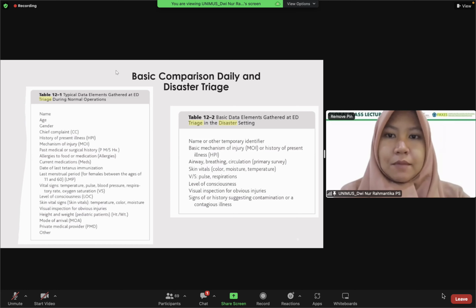So from this comparison, you can see that for disaster triage, we only take the simple, important points that should be understood well by the nurse or the medical team. Why? Because this data helps us to sort patients based on their conditions.